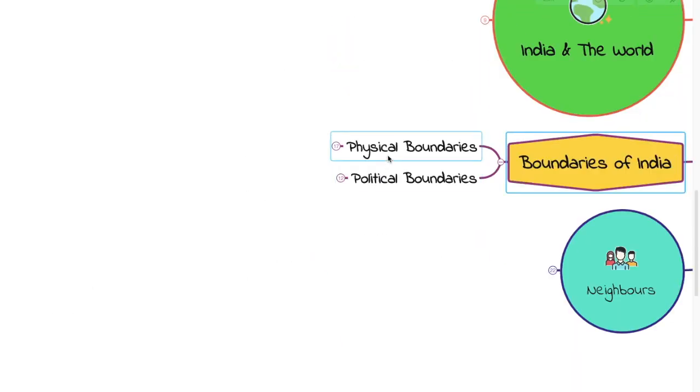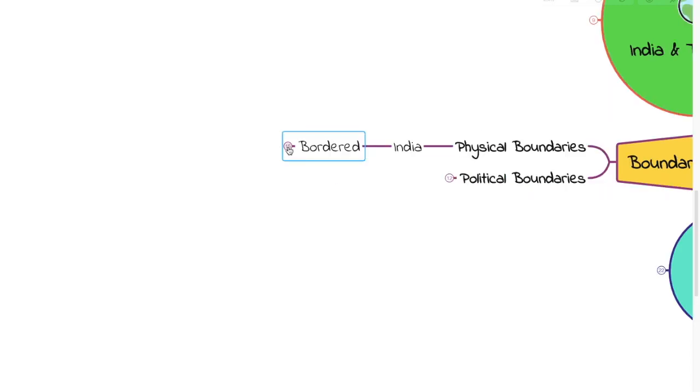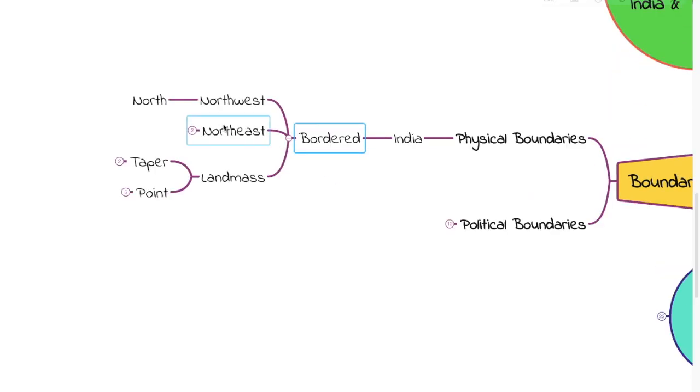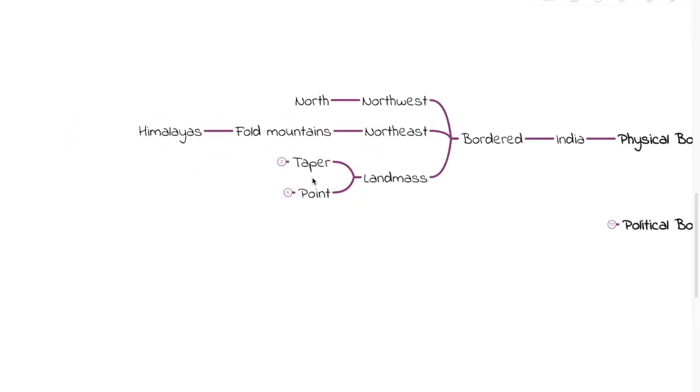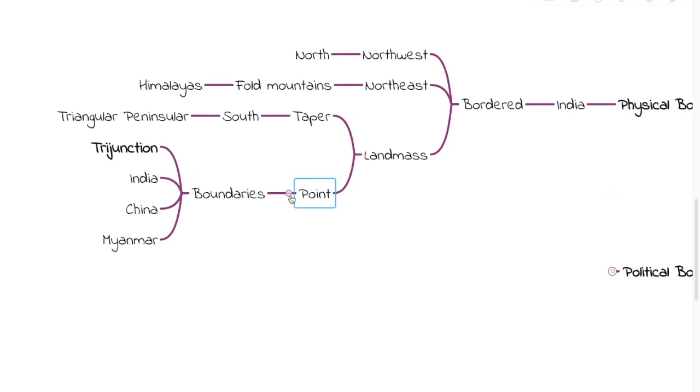We have physical boundaries and we have political boundaries. India is bordered from the northwest to the north and the northeast by the mighty fold mountains of the Himalayas. Indian landmass begins to taper towards the south to form a triangular peninsula, and the point where the boundaries of India, China and Myanmar meet is called the Tri-Junction.